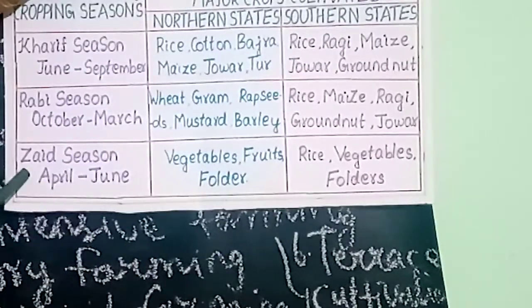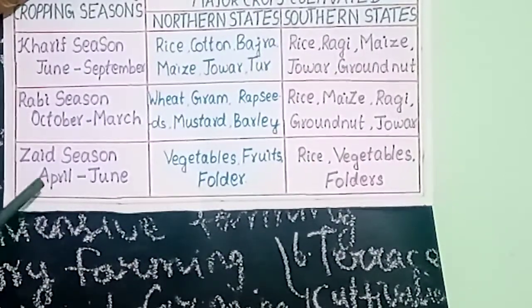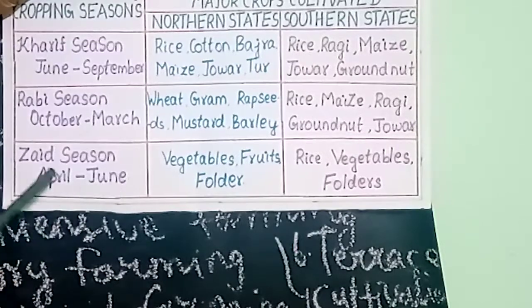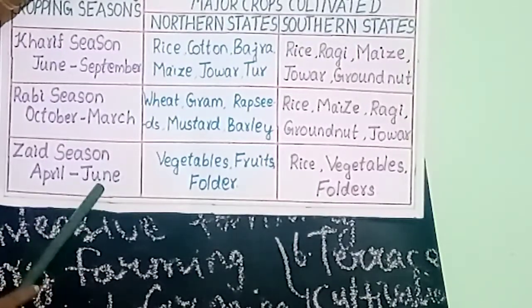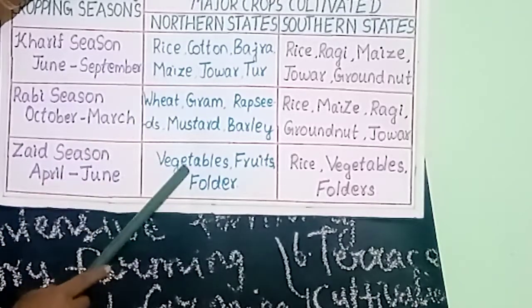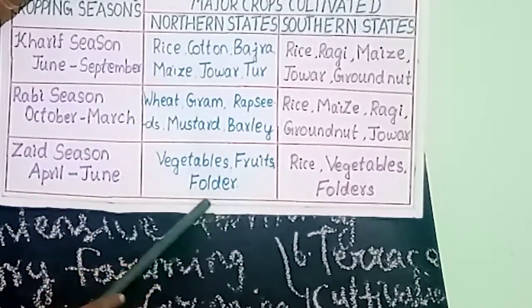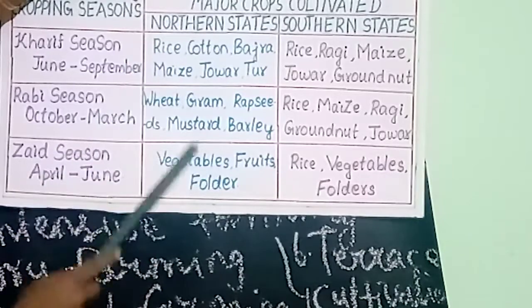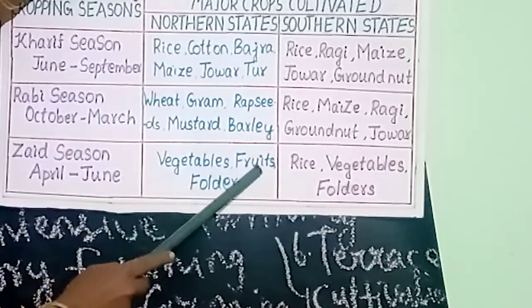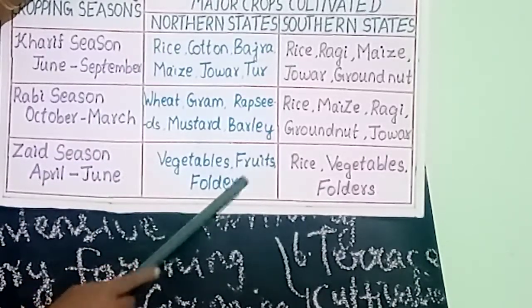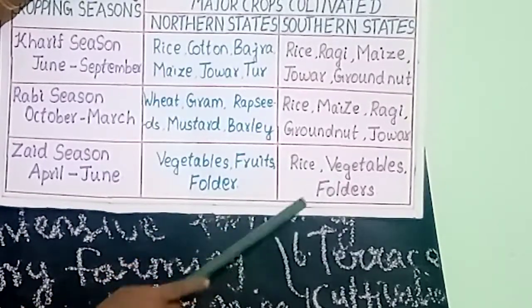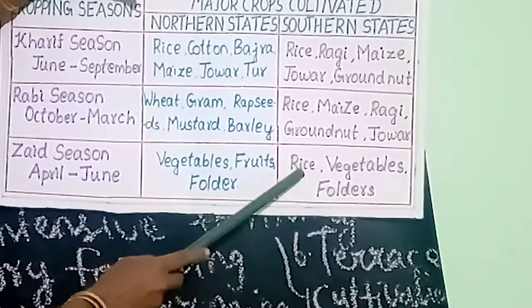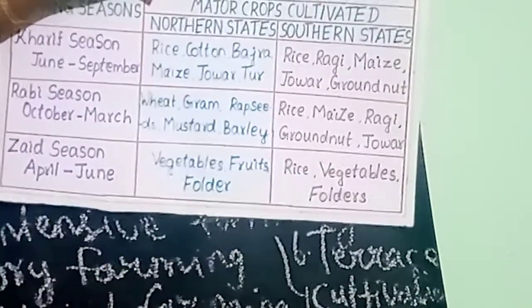Then the third season is Zaid season. The period is April to June. During this period, the northern states cultivate vegetables, fruits and fodder. The southern states cultivate rice, vegetables, fodder.